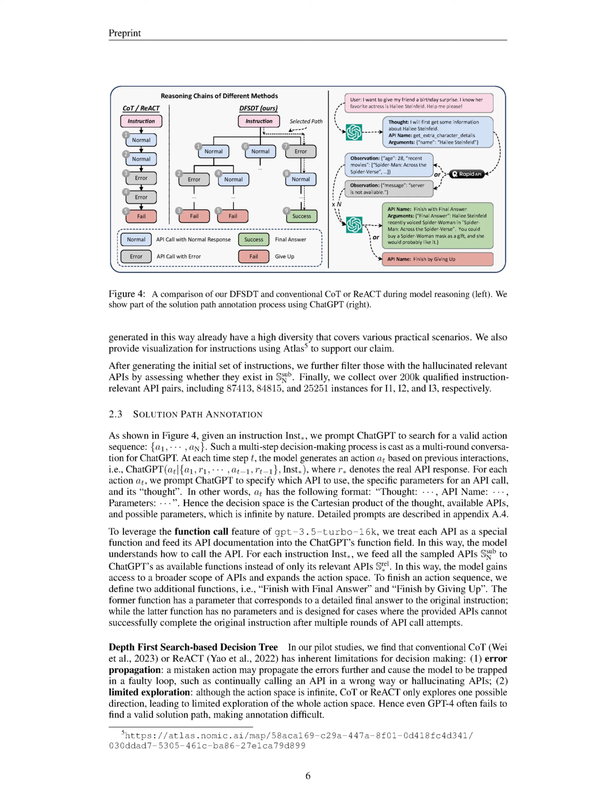To finish an action sequence, we define 2 additional functions, namely, finish with final answer, and finish by giving up. The first function has a parameter that corresponds to a detailed final answer to the original instruction. The second function doesn't have any parameters and is used when the provided APIs can't successfully complete the original instruction after multiple rounds of API call attempts.